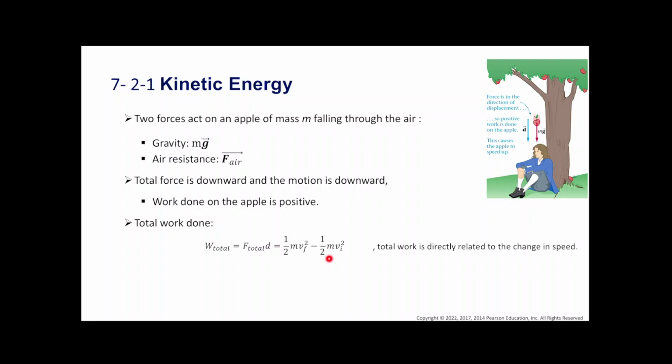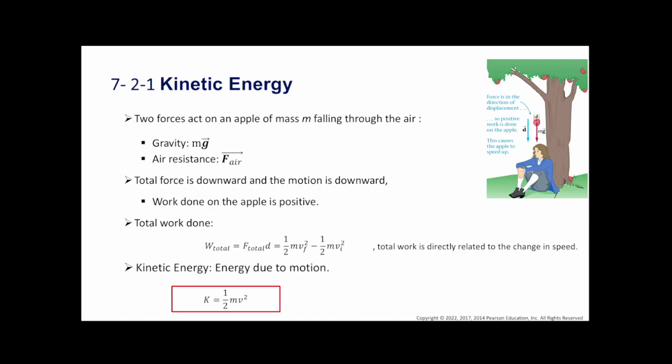This shows that the total work is directly related to the change in speed according to this equation, and the quantity half mass times velocity squared in this equation for total work done has a specific significance in physics. So we call this term the kinetic energy K. In general, the kinetic energy of an object is the energy due to its motion.